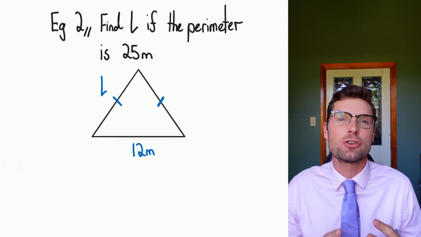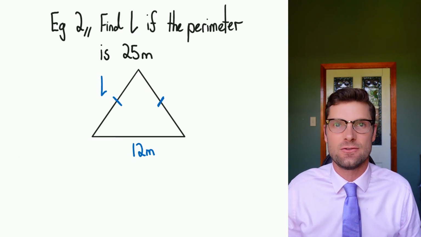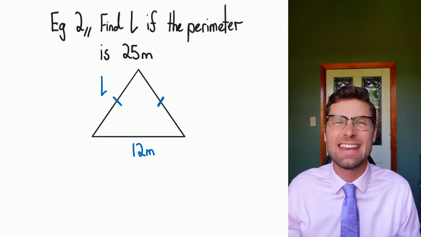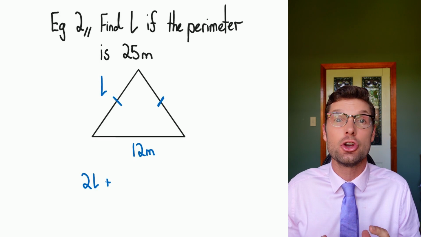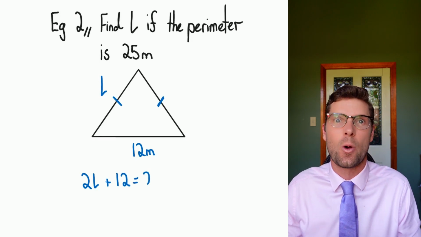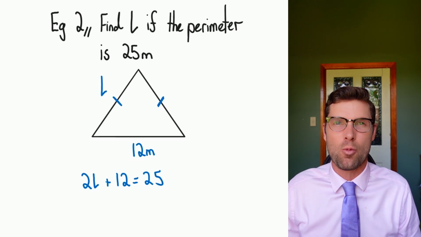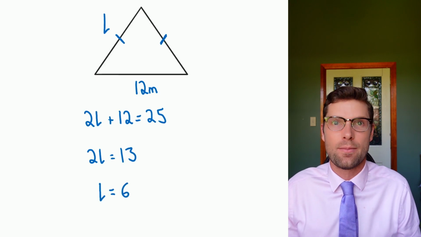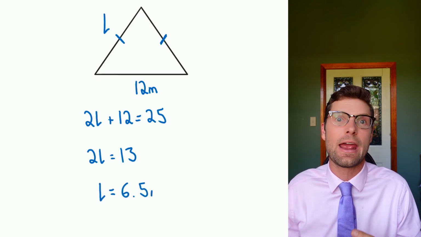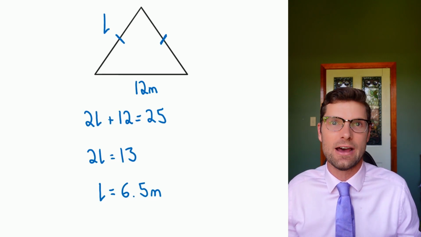For this last triangle, we've got two side lengths that are exactly the same, or L, and then I've got a base of 12, and I know that the perimeter is equal to 25. This time, instead of writing L plus L, I'm just going to go straight to 2L plus 12 is equal to 25. And now I just have to solve this in the exact same way. I minus 12 from both sides, so I've got 2L is equal to 13. And then I divide by 2 on both sides, so I've got L by itself, and that's equal to 6.5 meters, and we are done.